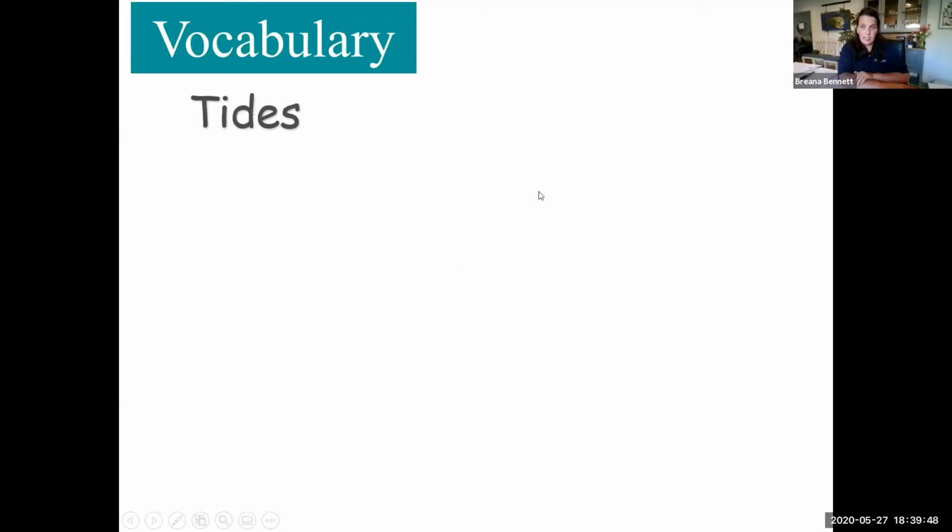So tides. Again, tide is that vertical movement of water. So that's changing our bridge clearance or our clearance under the keel. It's the vertical movement of water, and we apply it to the chart depth.